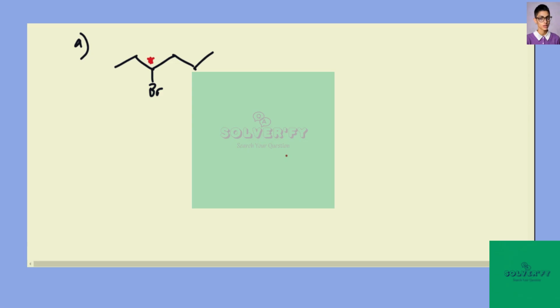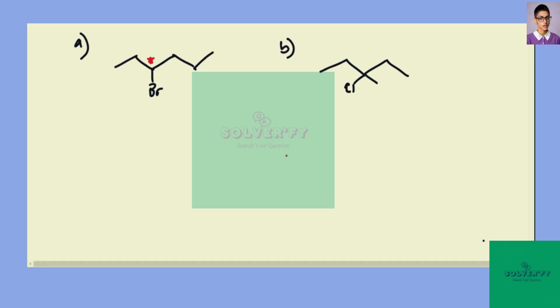All right, so moving on to B, we have 3-chloro, 3-methyl pentane. So starting with the pentane. Okay. So 3-chloro, 3-methyl, meaning we're going to have 3-chloro, 3-methyl here. Now this is actually not going to be an optically active molecule.